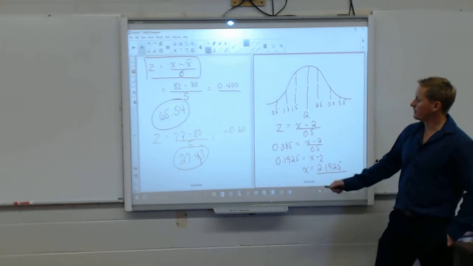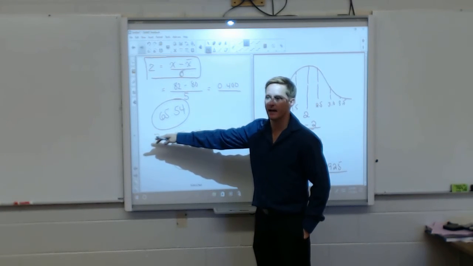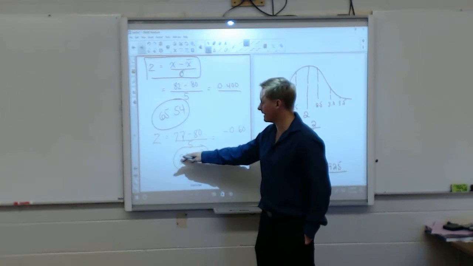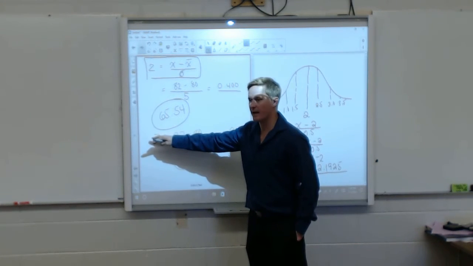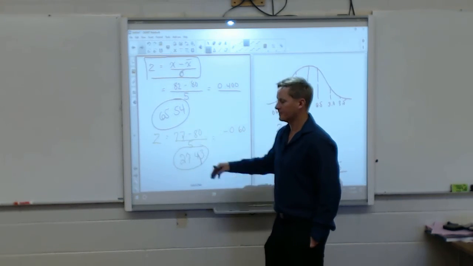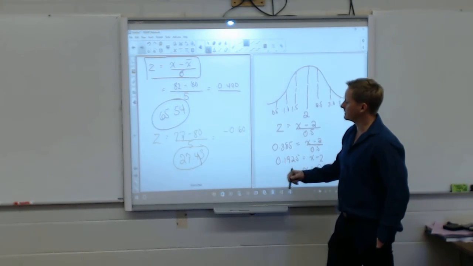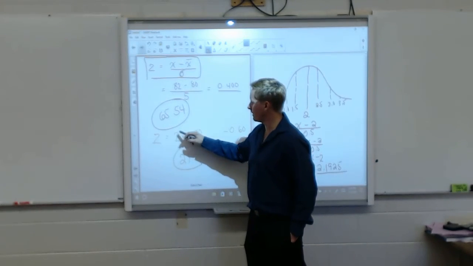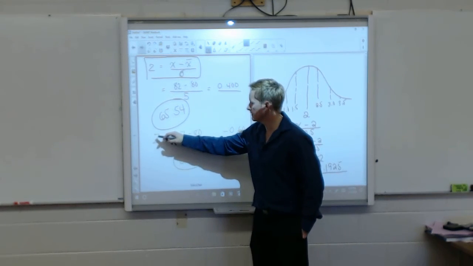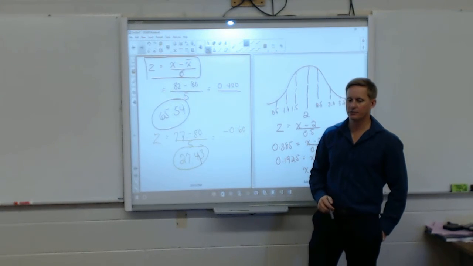Okay? So in the first question, I had my x, I needed to get to z in order to get to the percent. In this question, I had the percent to get to z to get to x. So you see how that works? So they're the same style of question. I'm still using the same stuff, except this goes from x to z to percent. This one goes percent to z to x. And that's all there is to it.